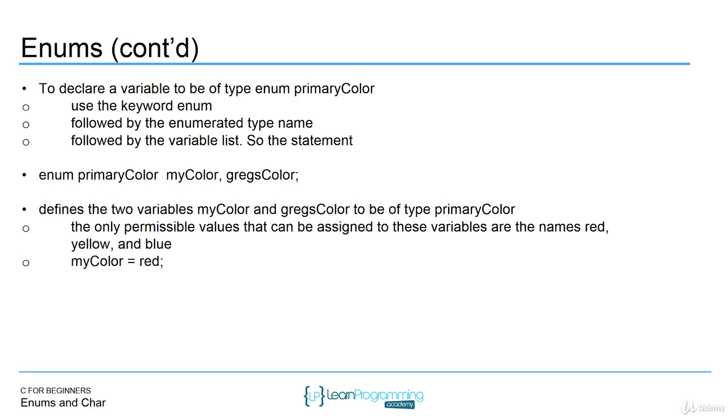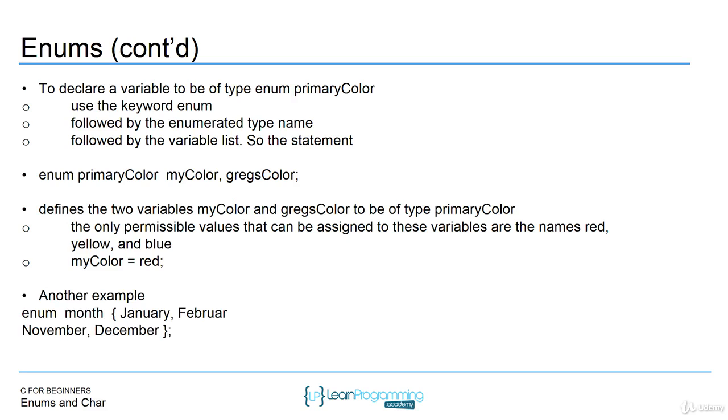So we could say myColor equals red, and that's perfectly valid. We could not say myColor equals green. That wouldn't work because that value isn't valid for that enum type. We couldn't say myColor equals Jason, because myColor can only contain the three values of the primaryColor enum type. So this is a very powerful data type because you're essentially defining your own data types that can contain only certain values.